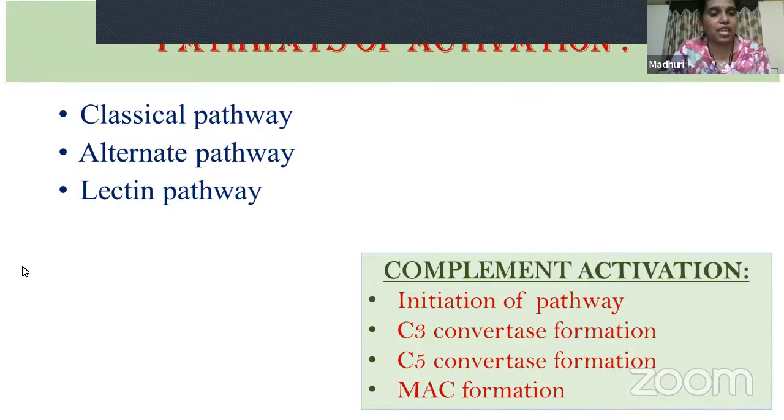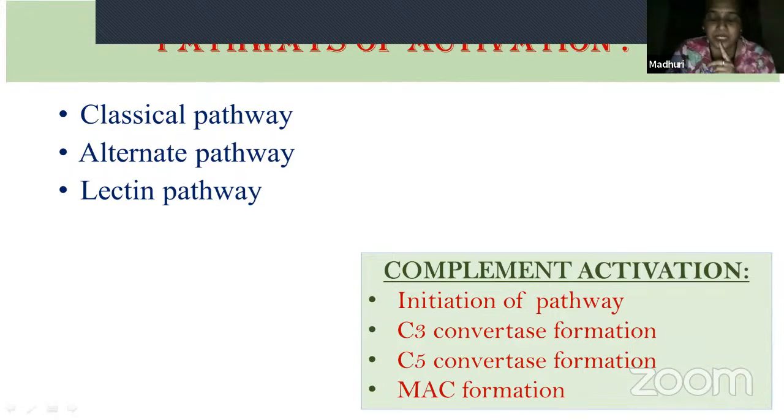Please do remember, you have seen all these pathways, right? The classical pathway, the alternate pathway, the lectin pathway. Now, these pathways also have the same 4 steps, but they differ in these 2 steps. That is, a different pathway will be there for the activation of the classical pathway. That is the initiation step and the C3 convertase formation step will be different. Okay, I'll tell you what it is and how it goes about. Let's see the first one, that is the initiation of the classical pathway.